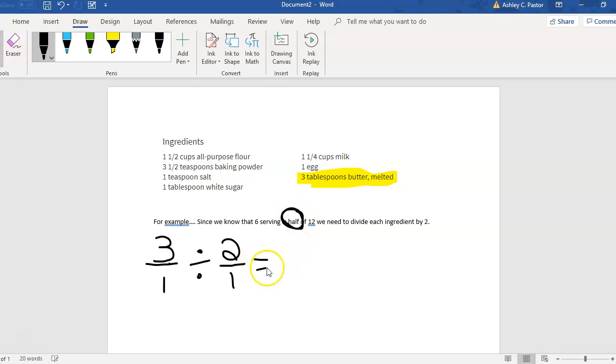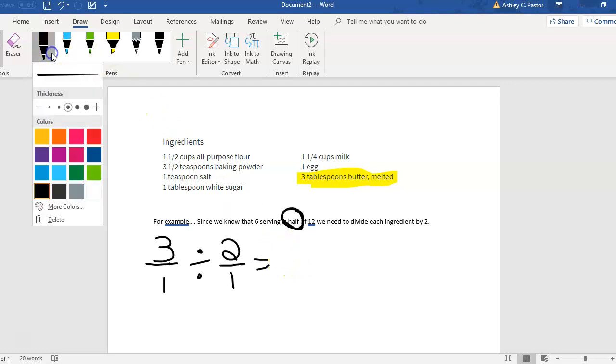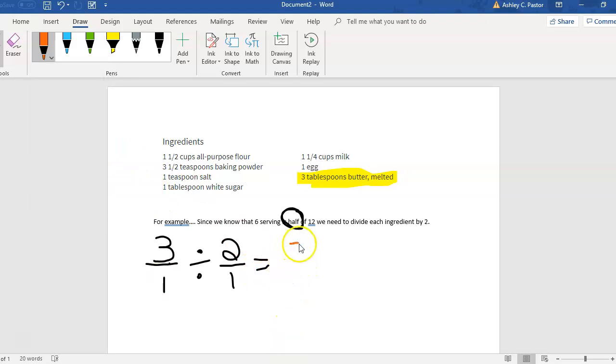In order for us to divide, remember that we talked about in class, we need to keep, change, flip, or multiply by the reciprocal of the second fraction. So this would turn to 3/1 times 1/2, because again, we're flipping that second fraction. And then we multiply the fractions. So 3 times 1 would be 3 over 1 times 2, which is 2.